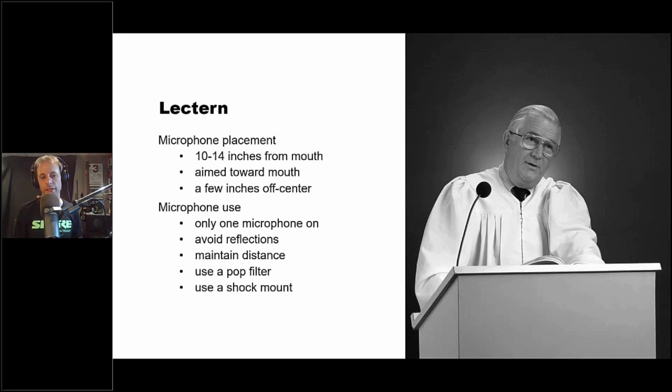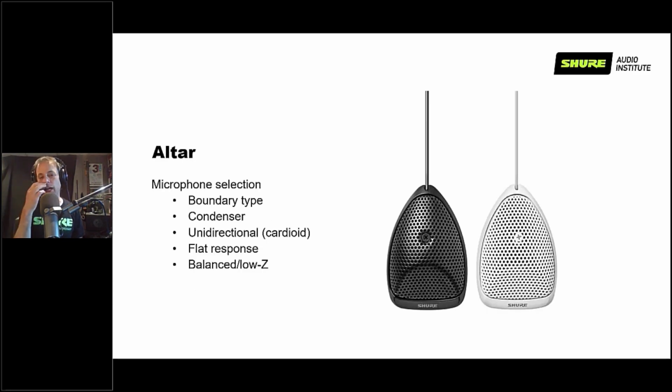Pop filters are always a good idea, and a shock mount, of course, especially if you've got someone that likes to bang on the lectern a lot. Now, in an altar application, which is typically lower, with different sight lines, you often don't want a gooseneck microphone sticking up off the top of that. It's pretty unsightly, kind of ruins the whole aesthetic, I think.